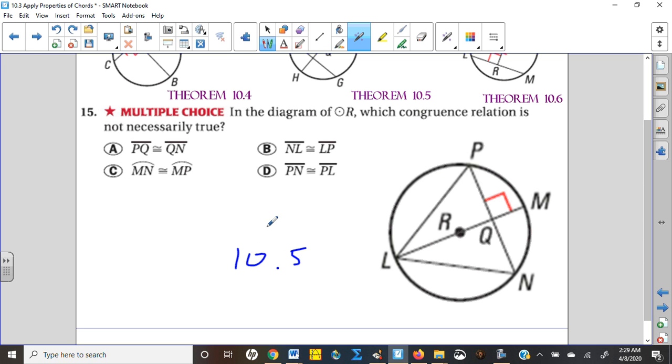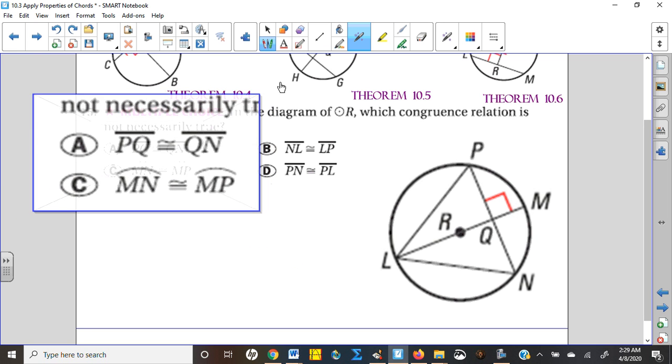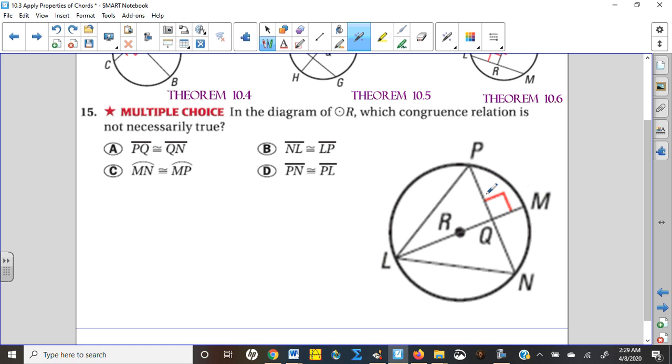But it also takes care of these two answers for us. Those both have to be true. So not only is PQ going to have to be congruent to QN, but PM is going to have to be an arc that's congruent to MN for the same reason, because LM is a perpendicular diameter.